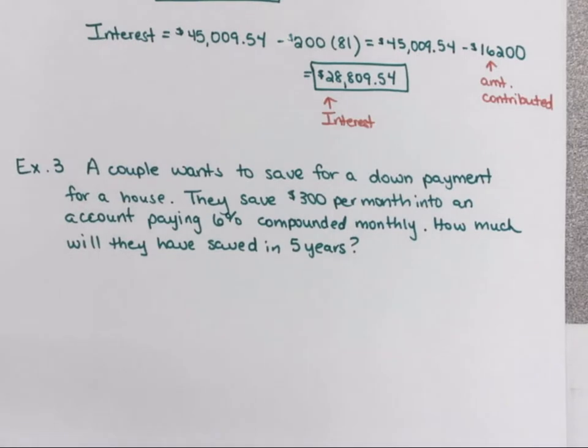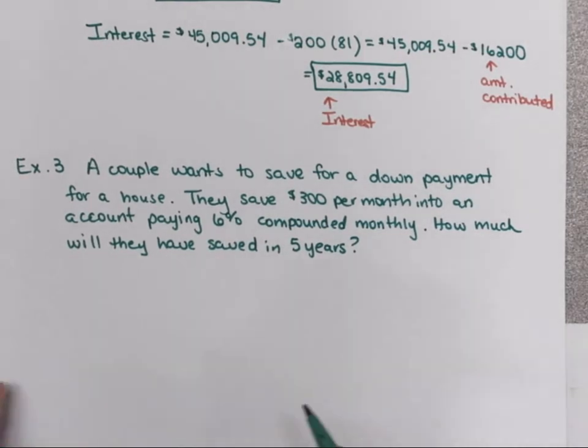All right, so they're going to save $300 per month in an account paying 6% compounded monthly. How much will they have saved in 5 years? Okay, now if they were just saving cash, that would be a very easy calculation. What would it be if they were just saving cash under their mattress or something? You would just take $300 times 12 times 5 years, right? But they're not just saving it as cash, right? They're actually earning what along the way?